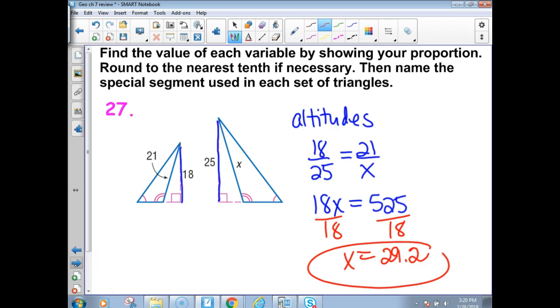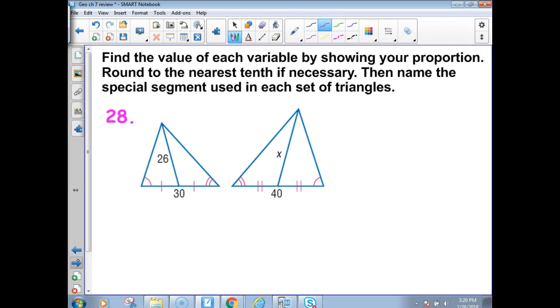Okay. And 28, what are these segments? Now, they look like they might be angle bisectors, but does that show that they're angle bisectors? No, they're medians because they cut the side in half. Those are medians. All right, so the medians are in the same ratio as the side lengths. So 26 is to x as 30 is to 40.